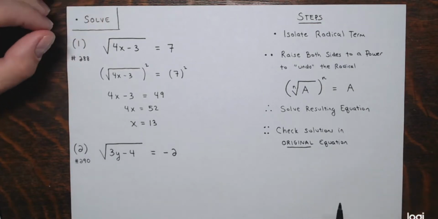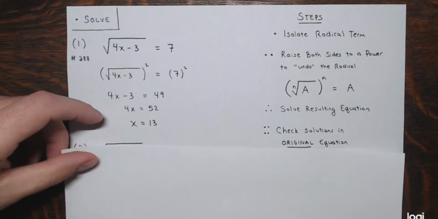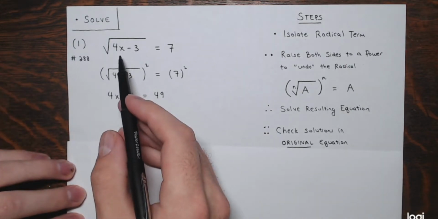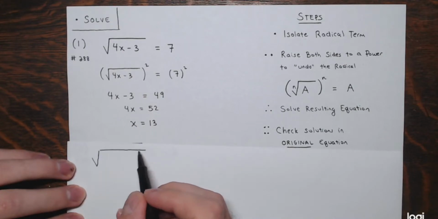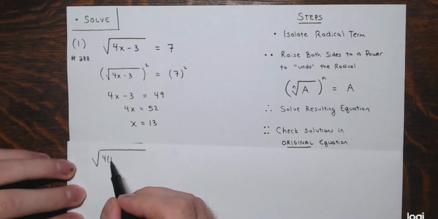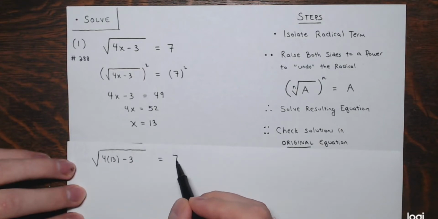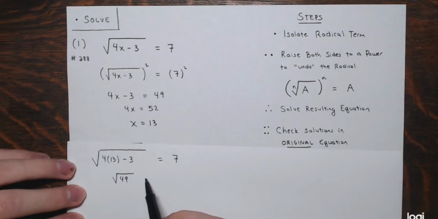Okay, so let me do that here. I'm going to check x equals 13 back in the original. So we have the square root of 4 times 13 minus 3. Is that equal to positive 7? Well, 4 times 13 is 52, minus 3 is 49, so we have the square root of 49 equals 7.